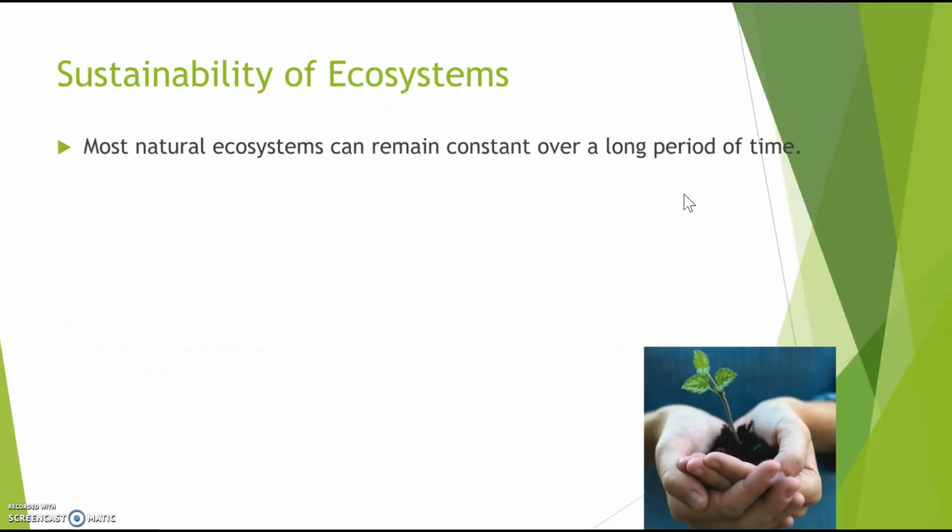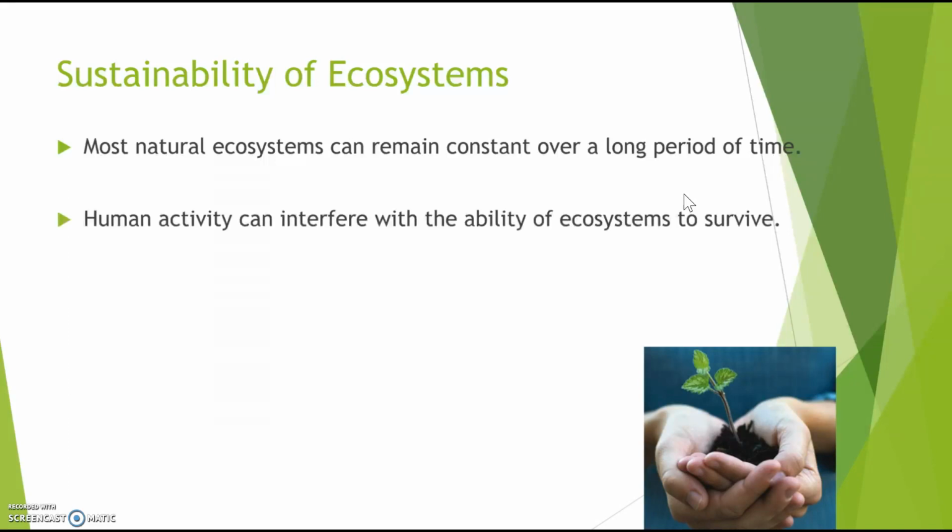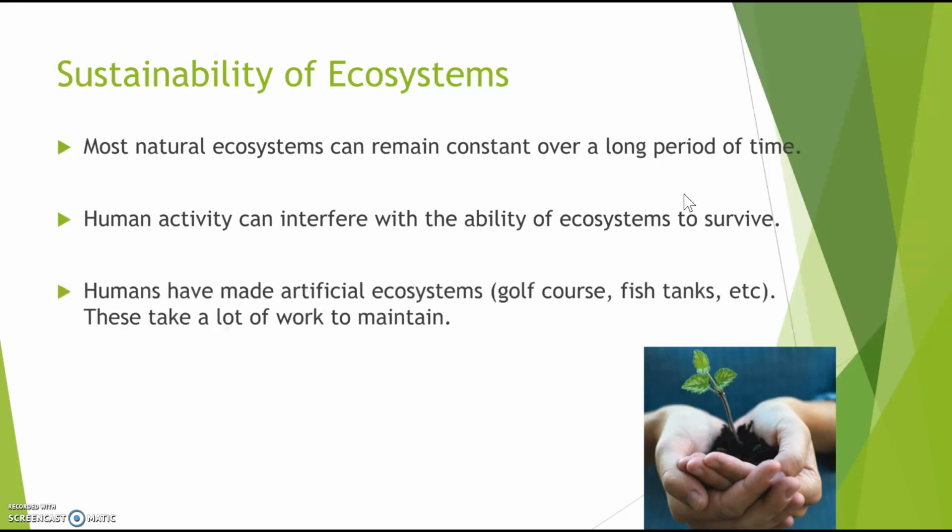Well, to have a sustainable ecosystem means that it maintains itself over a long period of time. And most natural ecosystems do this, and they remain constant over a long period of time. Through all of the seasonal changes, they adapt to all those seasonal changes without human interference. But human activity does interfere with the ability of ecosystems to survive. And we have actually made artificial ecosystems like golf courses, fish tanks, etc. These take a lot of work to maintain.